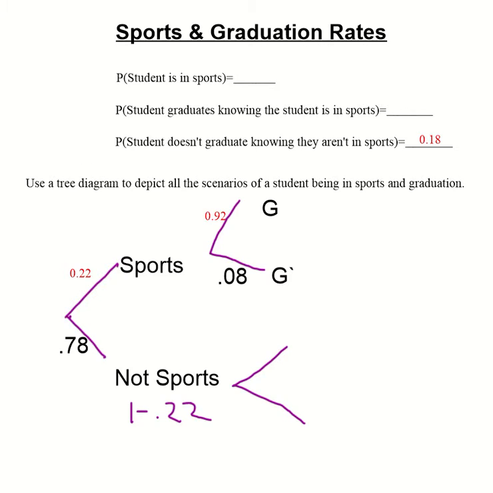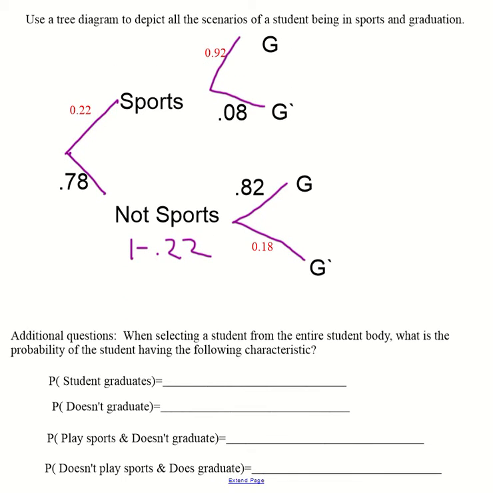We do the same thing down here. We're going to have the probability that they graduate and the probability that they do not graduate. So the probability that the student doesn't graduate knowing they aren't in sports, that's where that goes. If that's 0.18, we do 1 minus 0.18 to get our probability up here, which is going to give us 0.82. Alright, and there we have our tree diagram all filled out. So now let's answer some questions.